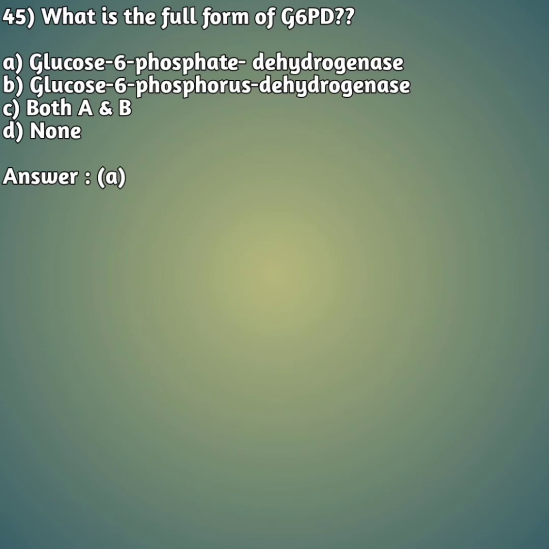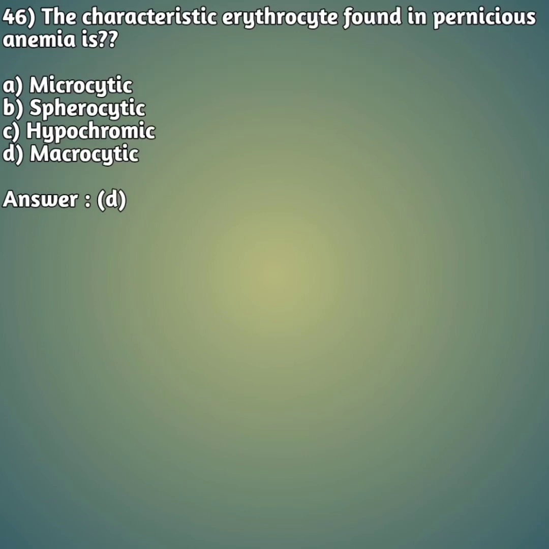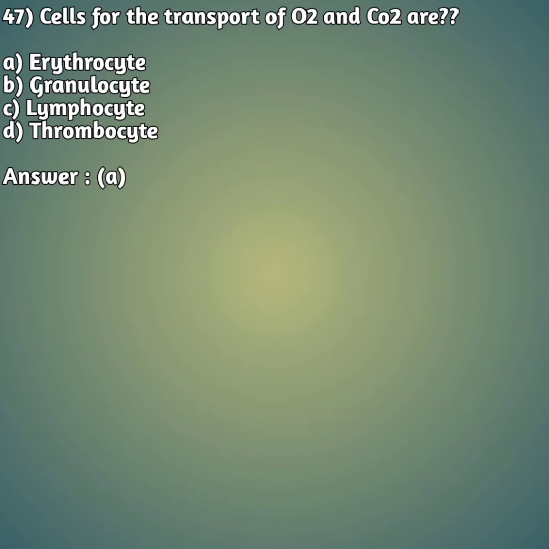The characteristic erythrocyte found in pernicious anemia is: option A microcytic, option B spherocytic, option C hypochromic, and option D macrocytic. So in pernicious anemia, we'll be finding the erythrocytes in the form of option D, that is macrocytic, is the right answer. So moving on to our 47th question.